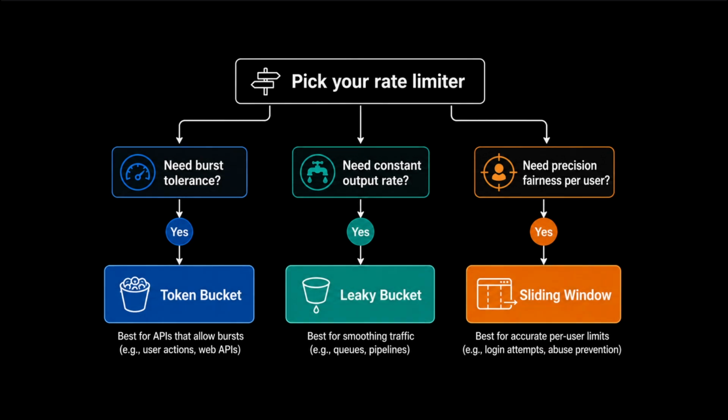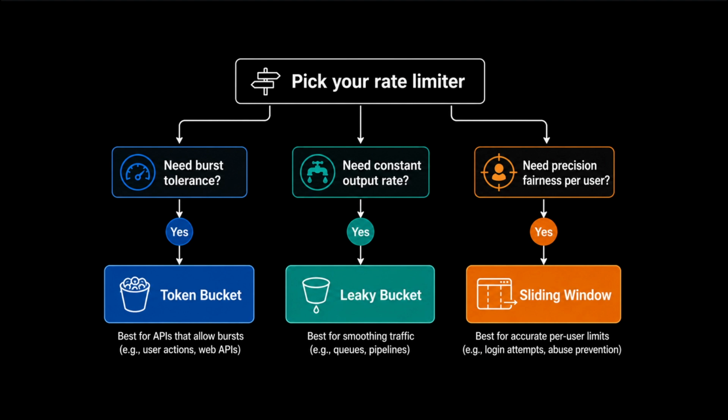Here's the mental shortcut I use. Ask yourself, does the downstream system care about bursts? If the answer is yes, it can't handle bursts, use leaky bucket. If no, move on. Do you need clients to be able to accumulate capacity over quiet periods? Classic token bucket. Do you need the most precise, gaming resistant limits on a per user basis? Sliding window, and budget for Redis infrastructure.